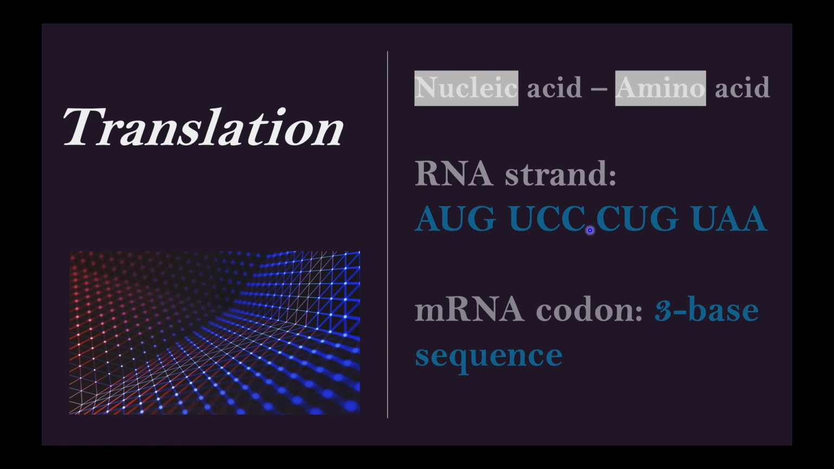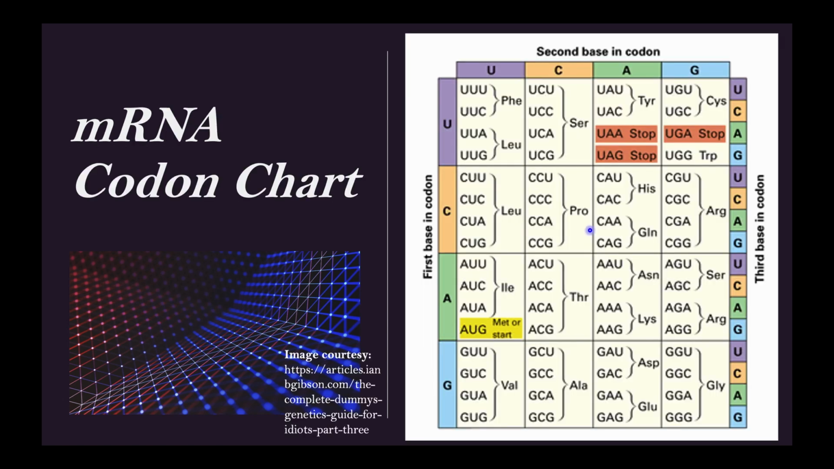Let's look at the mRNA codon chart that helps with translation. Notice that AUG, also called methionine, denotes the start of an amino acid or gene. There's just one start with 3 stops to indicate the end of a sequence or a gene.